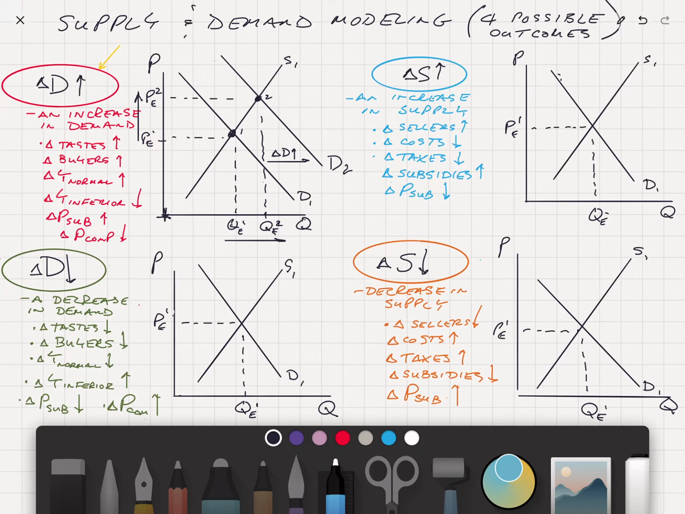What caused this to happen? Well, the first thing here is that you can look at all the non-price variables, the shift factors in our general functional form for demand, and I have these all listed out here. It could be a change in tastes and preferences. The number of buyers went up. It's a normal good and your income went up. It's an inferior good and your income went down. Okay, the price of a substitute went up and the price of a complement went down. These are all the shift factors, and you can model this by simply shifting the demand curve farther out to the right.